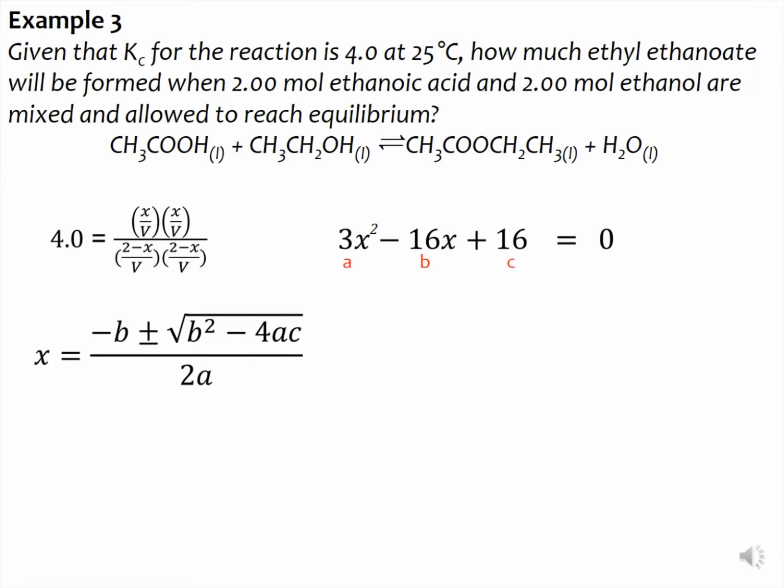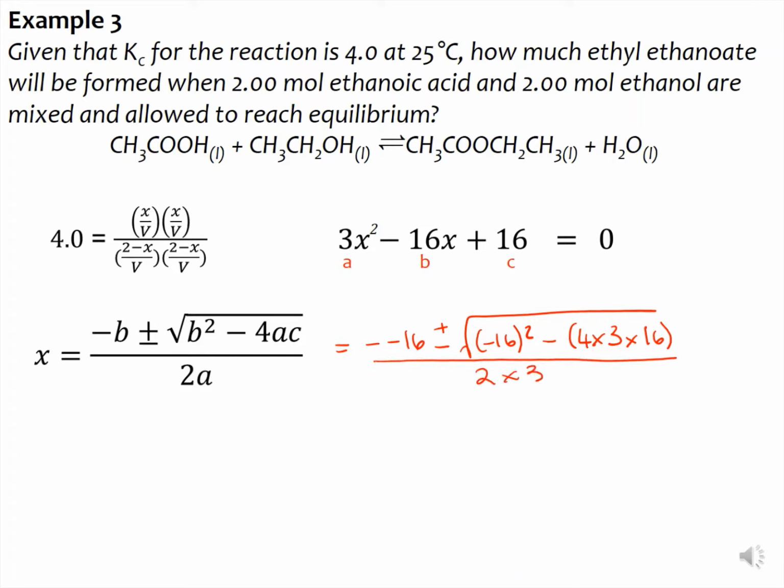Anyway, what we need to do is label our quadratic. The a term is always the number that comes before x squared, the b term is the number before the x, and the c term is just the number at the end. So we can put our numbers in, and we can see here that x is equal to minus b. So the minus b is minus 16, so this is going to be minus 16, plus or minus the square root of b squared, so minus 16 squared, minus 4 times a, which is 3, times c, which is 16, all divided by 2 times a, which is 3.